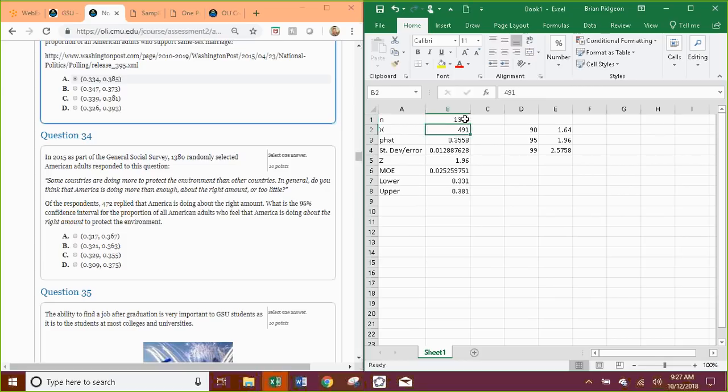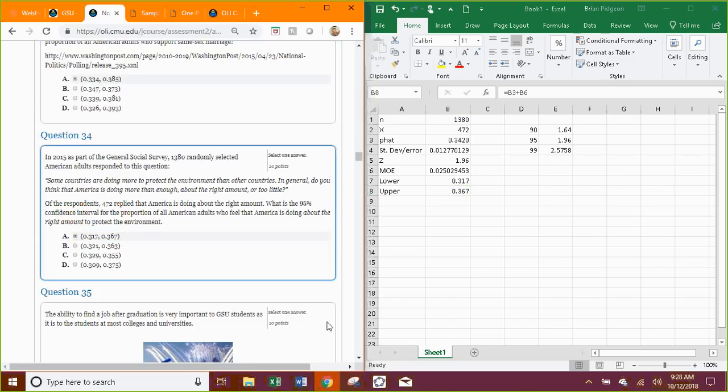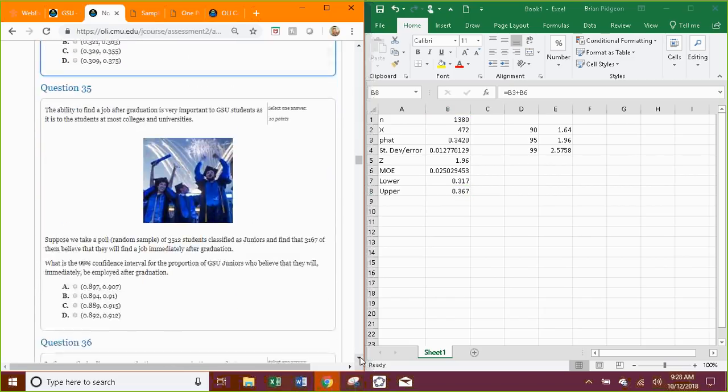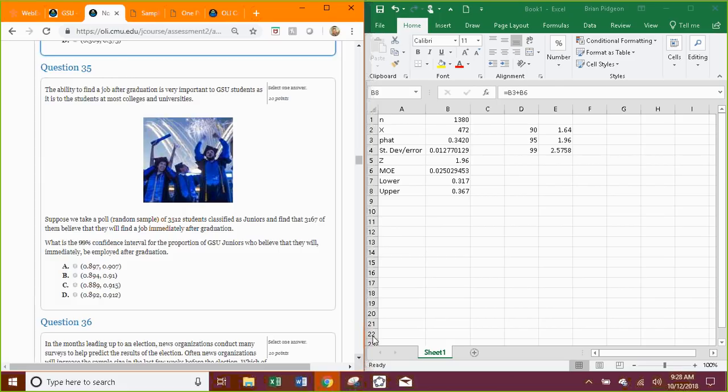So another sample has a sample size of 1,380. X in this case is 472. And look, it automatically calculates p-hat. It automatically calculated our standard error, the square root of p-hat times 1 minus p-hat over n. 95% confidence is a z-score of 1.96. And then everything else is now done. We calculated our margin of error by doing the z-score times the standard error, and then we did our p-hat minus the margin of error, p-hat plus. So, looking at the values there, our confidence interval is 0.317 to 0.367.